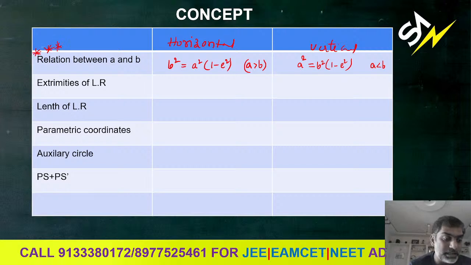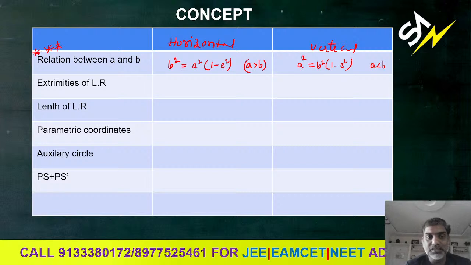Remember this property correctly. If it is a vertical ellipse, we can write a square is equal to b square times 1 minus e square. If it is a horizontal ellipse, we can write b square is equal to a square times 1 minus e square. Okay, how do we identify whether it is vertical or horizontal? If a is greater than b, it is a horizontal ellipse. If a is less than b, it is a vertical ellipse.